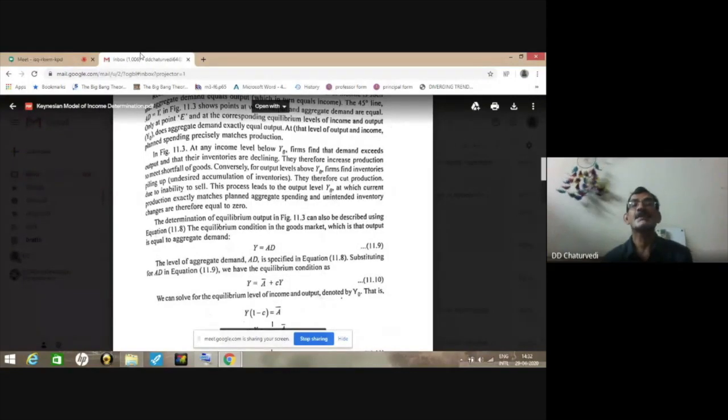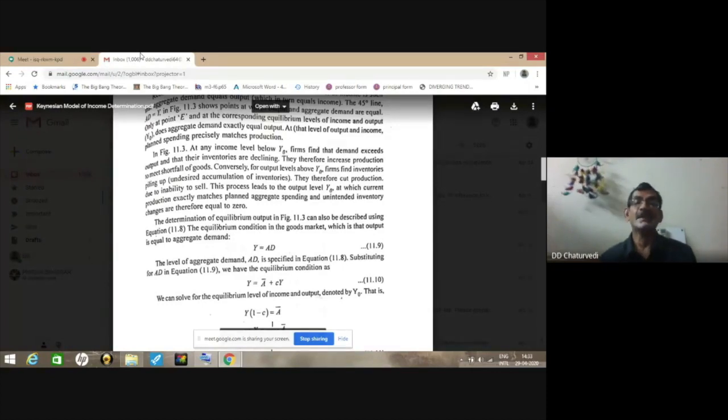Now students, you can come to equation number 11.9, which again shows the equilibrium point where aggregate output and aggregate demand are the same or equal. That is, Y is equal to AD. In equation form, this can also be written as Y is equal to A bar plus CY. A bar is autonomous demand, CY is induced demand. The total is aggregate demand.